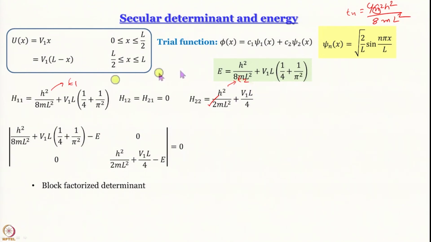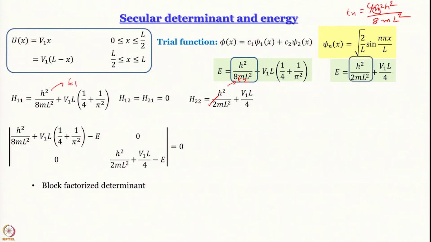This is really one of the roots for energy. So, what we see is that one of the solutions is the energy for n equal to 1 plus a correction term. The second root you get by equating H22 to 0 is E equal to h square by 2 ml square plus V1L by 4. So, once again it is the energy of n equal to 2 plus a correction term, that is very nice.